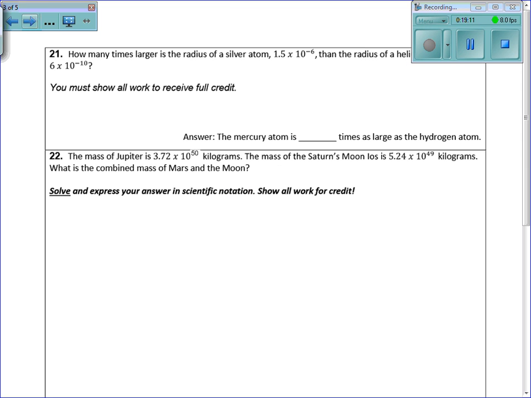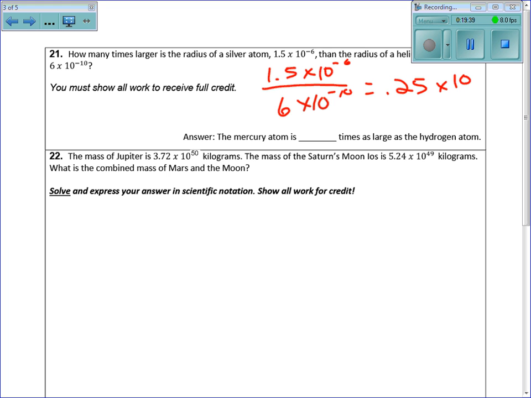Number 21. How many times larger is the radius of a silver atom, 1.5 times 10 to the negative 6, than the radius of a helium atom, 6 times 10 to the negative 10? How many times larger? Divide 1.5 times 10 to the negative 6 divided by 6 times 10 to the negative 10. 1.5 divided by 6 is 0.25. Negative 6 minus negative 10 is to the 4th. Put it in the correct scientific notation. 2.5 times 10 to the 3rd. 2.5 times 10 to the 3rd can be written as 2,500.